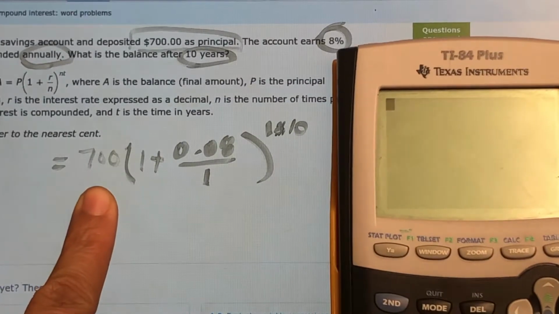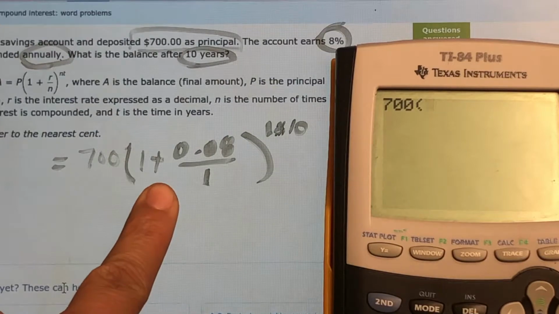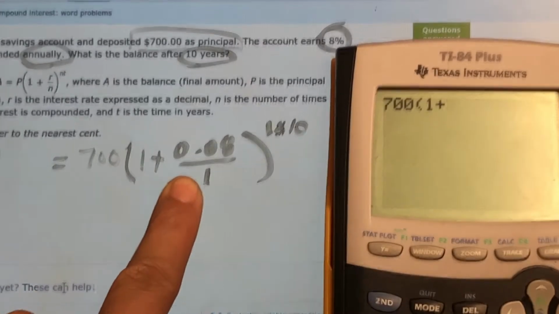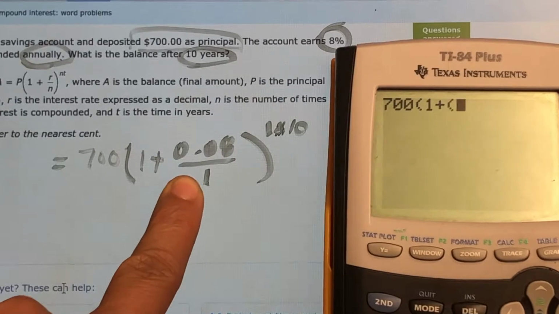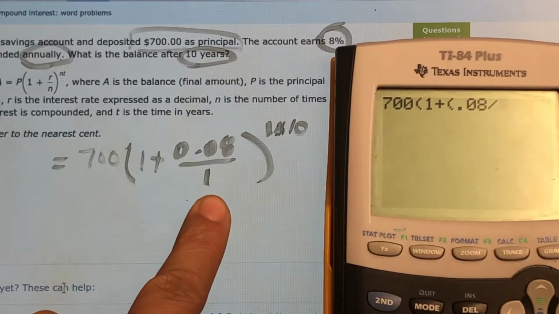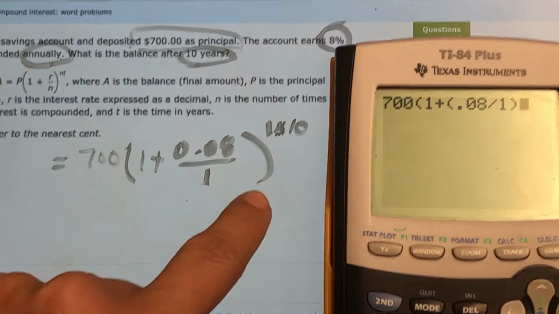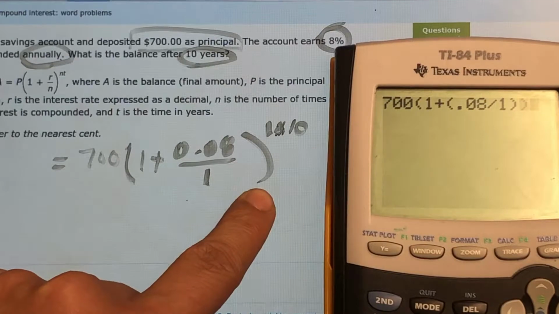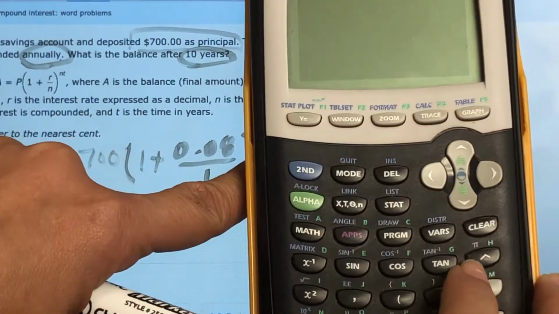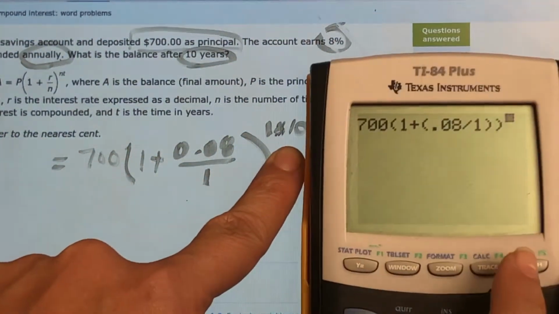So you take your calculator and you're going to plug in exactly what you see. So you're going to see 700. You're going to open a parentheses. We're going to say 1 plus. And anytime you see a fraction, what do I always tell you to do? Make parentheses. So I'm going to make parentheses and say 0.08 divided by 1. Close the parentheses I just made, which is different from this one. Then close this parentheses. Then to the power of, and remember to the power of is this button right here, to the power of, and then 1 times 10.